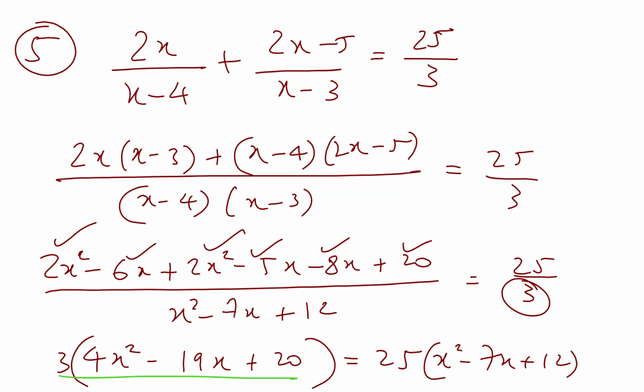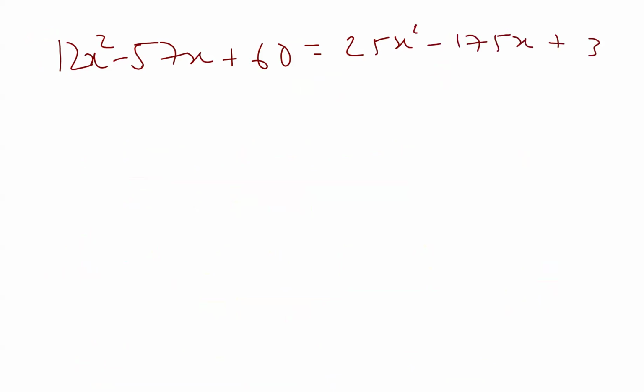Now we'll multiply this 3 over here and 25 over here. So 12x square minus 57x, 19 into 3, 57, plus 60 is equal to multiply 25, 25x square, minus 175x plus 300. Okay, send all these terms on the right hand side.